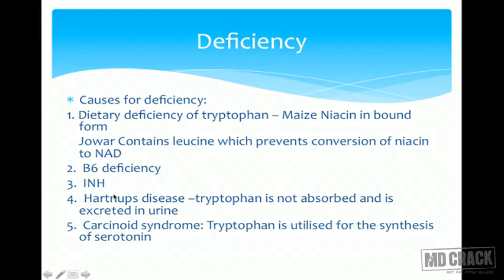So if B6 is not there, tryptophan cannot be converted to niacin and can lead to deficiency. Now I have also written isoniazid, INH. What happens in INH? INH actually causes vitamin B6 deficiency. Vitamin B6 deficiency leads to niacin deficiency. Now there is one more disease, Hartnup's disease, where tryptophan is not absorbed and it is excreted in the urine, and this also can lead to deficiency of niacin. Carcinoid syndrome, again, tryptophan is utilized for the synthesis of serotonin. More and more tryptophan is diverted in carcinoid syndrome for serotonin synthesis. No tryptophan is available for the synthesis of niacin, and thereby it can lead to niacin deficiency.